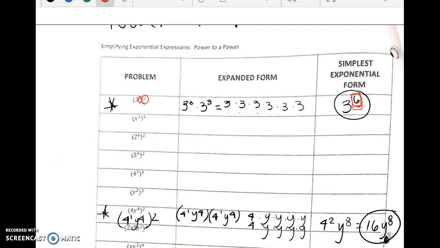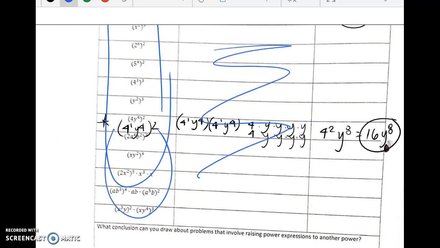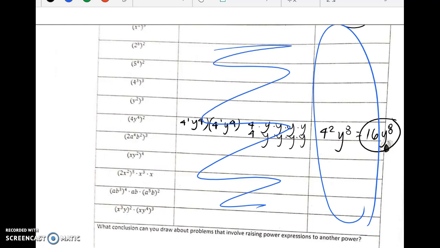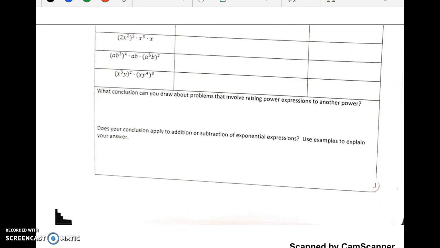So right now I want you to pause the video because I want you to complete this entire handout, this whole entire column. I want you to expand them all the way, and I want you to write it in simplest form. You are not going to be able to figure out what the rule is or what is happening if you do not do all of those problems. So pause the video, complete all of those problems, and then click play once you've done that.